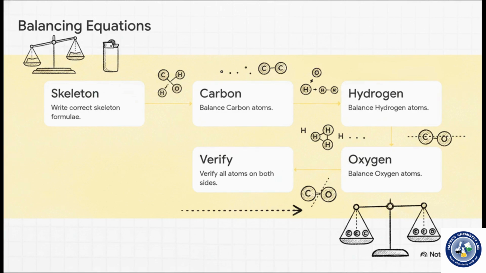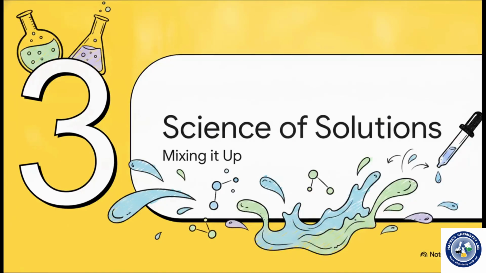Then, you just work through the elements one by one. Step 2, you balance the carbon atoms. Step 3, handle the hydrogen. Step 4 is oxygen, and fair warning, this sometimes requires using fractions that you'll have to multiply out later. Finally, Step 5, you verify. So for our butane example, you check to make absolutely sure you have exactly 8 carbons, 20 hydrogens, and 26 oxygens on both the left and the right sides of the equation. It's a perfect mathematical scale. Everything has to balance. Let's transition over to Section 3, the science of solutions, where we start mixing things up.